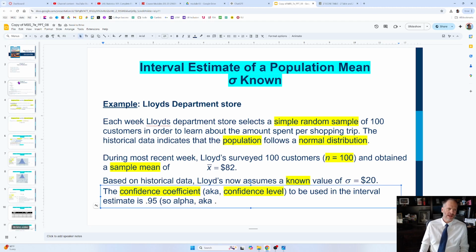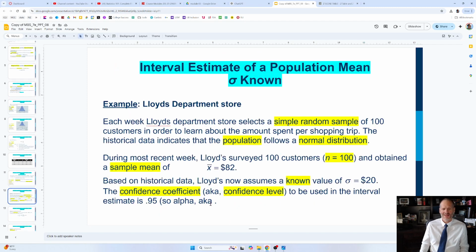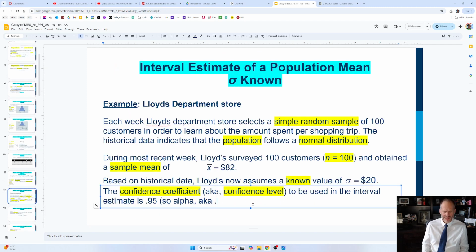I don't even know, right? Like I gotta look it up. These terms are still new to me. Level of significance, that's right. So alpha, aka level of significance, is 0.05. There we go.